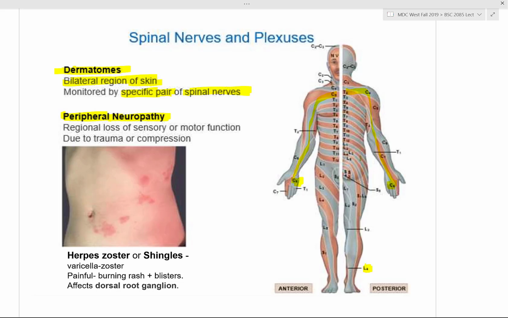Now, what is the example of it? We're going to be talking about herpes zoster, or shingles. And this is actually a dermatome that you can see here. So this dermatome that you see here is caused by varicella zoster. Normally, have you ever had shingles in your life? Herpes zoster? No? So let's talk about herpes.